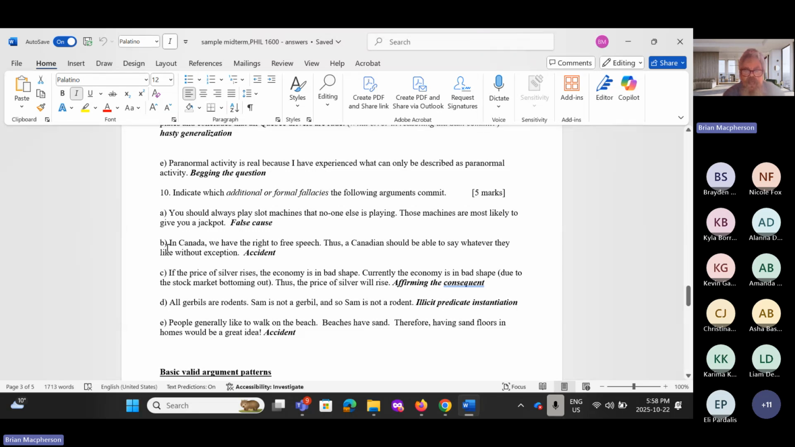Number B, in Canada, people have the right to free speech. And that's true, the Charter of Rights and Freedoms. Thus, a Canadian should be able to say whatever they like without exception. Well, we know that that's not true.